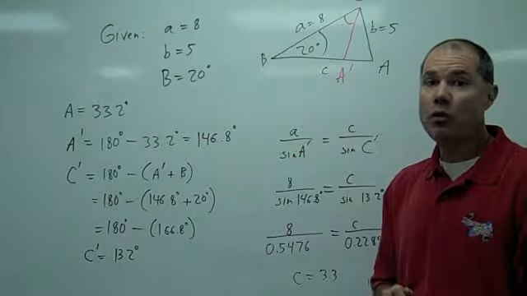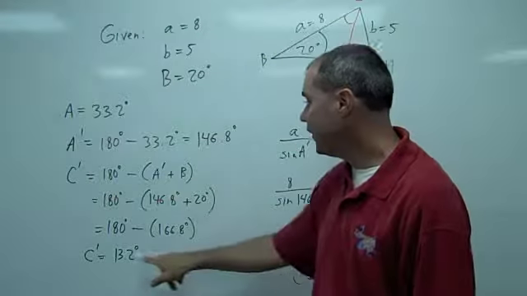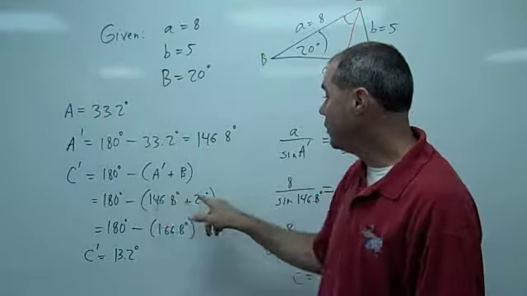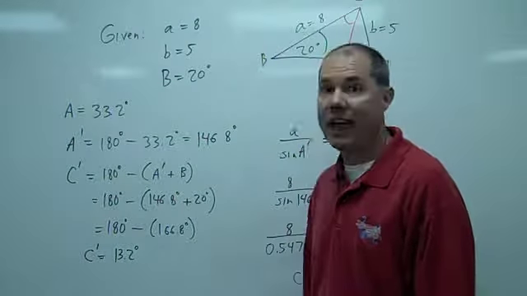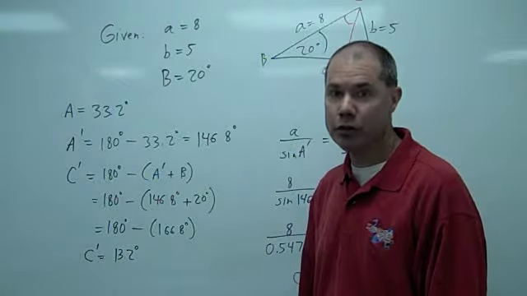If there's only one triangle, when you try to do this to find a new angle C, it won't work. The sum of the two angles will be greater than 180, you'll get a negative angle. That does not work in our case. So it's almost foolproof to see if there's two solutions.